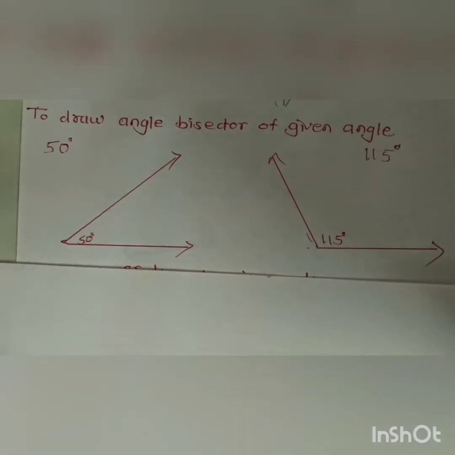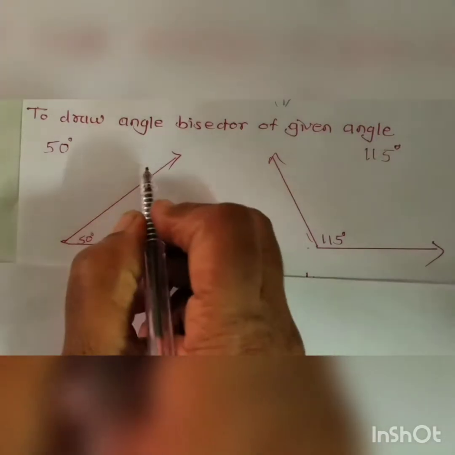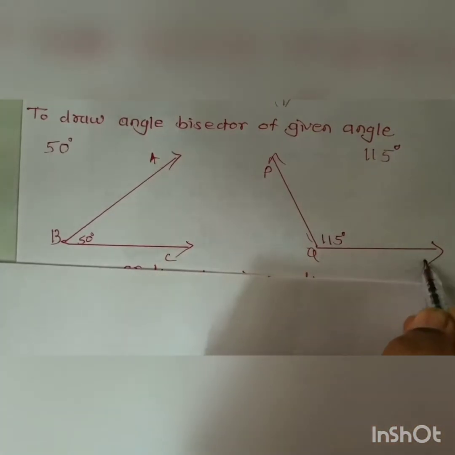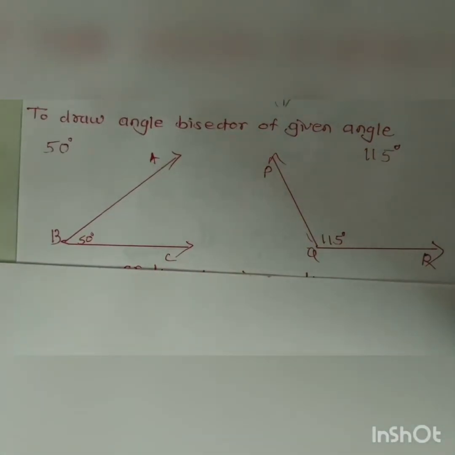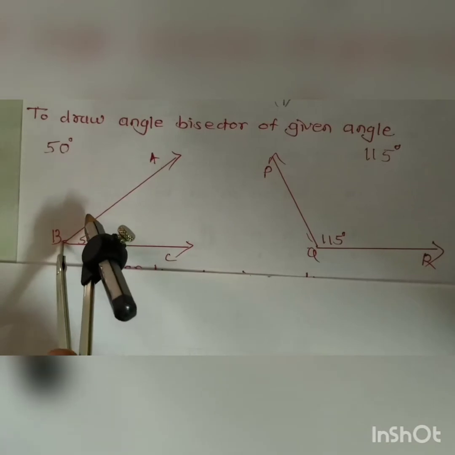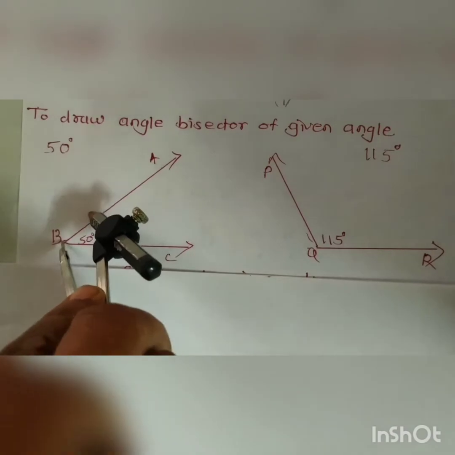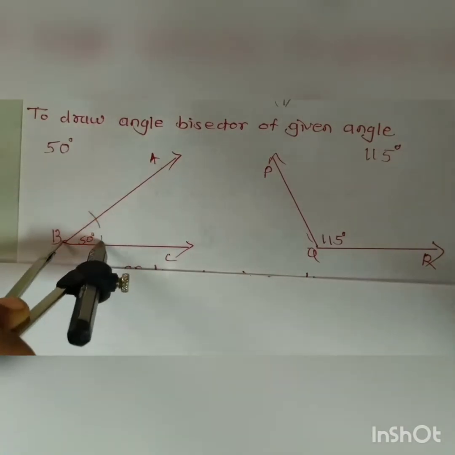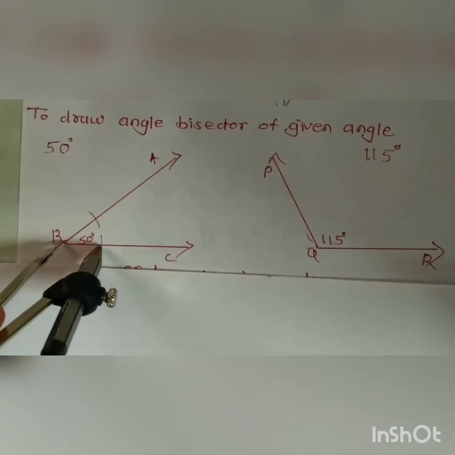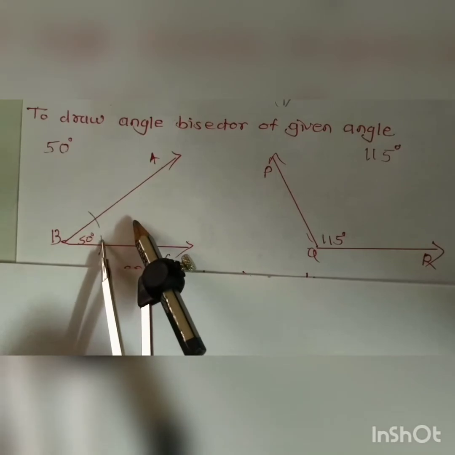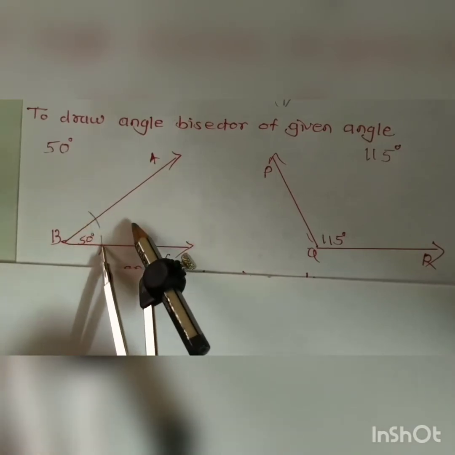Taking the compass, adjust a suitable distance. This is suppose angle ABC. This is angle PQR. In the first figure, point B is the vertex of the angle. Put your compass on point B with a suitable distance. This distance may vary from student to student. Make arcs on both arms of angle ABC this way. Now we have to use these 2 points of intersection of the arc and arms.